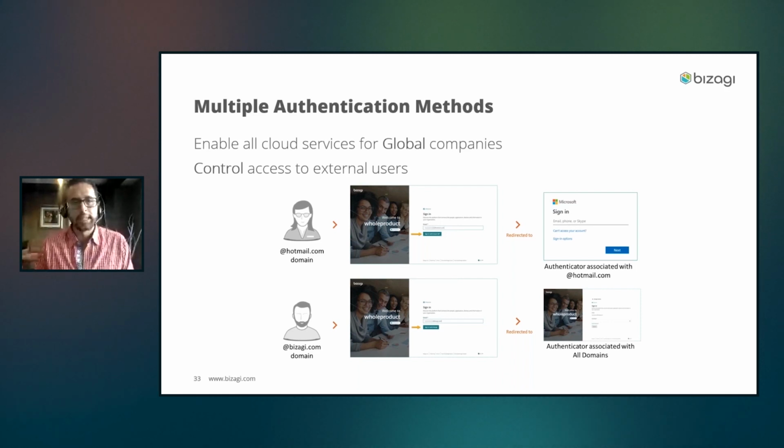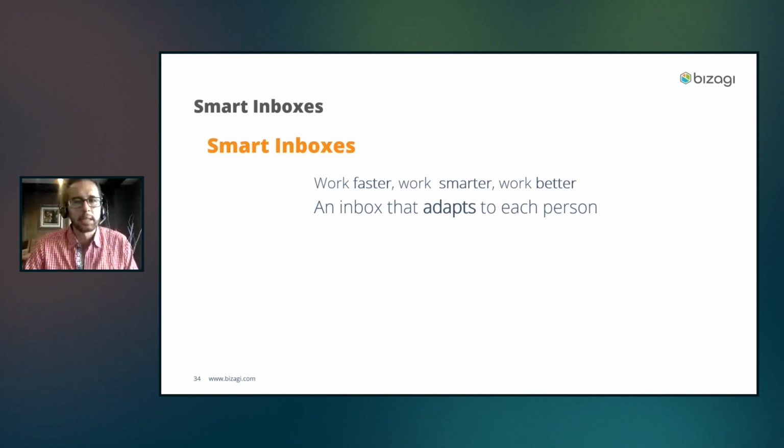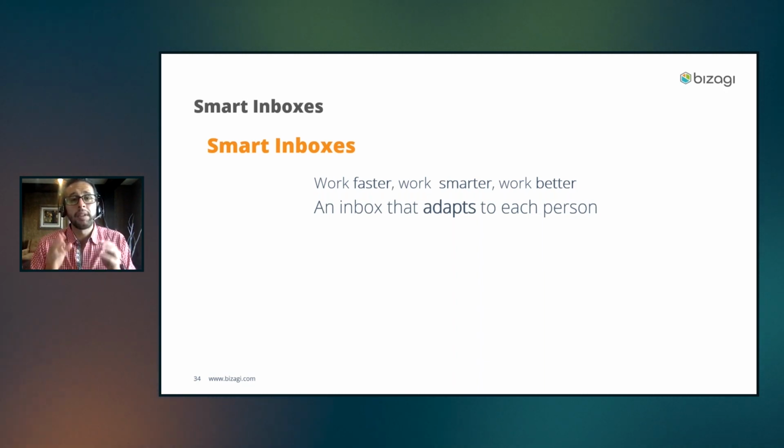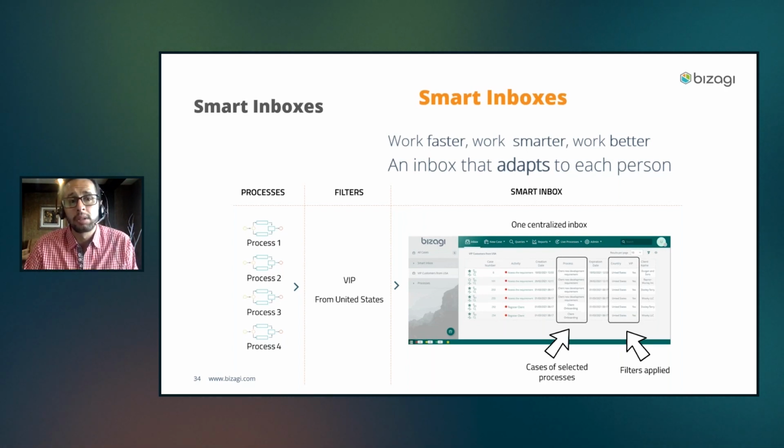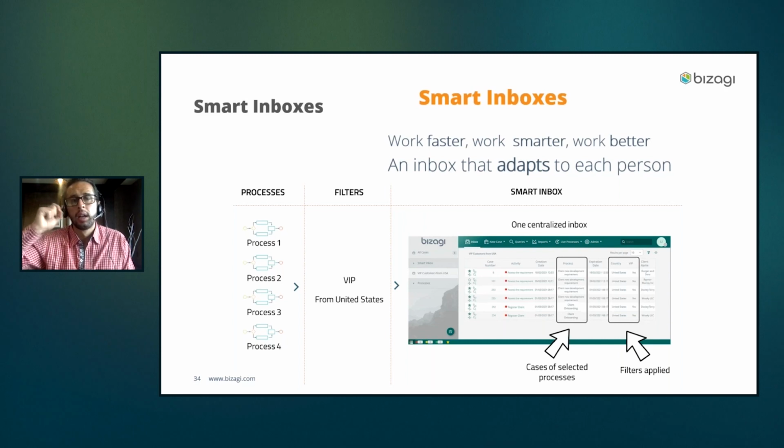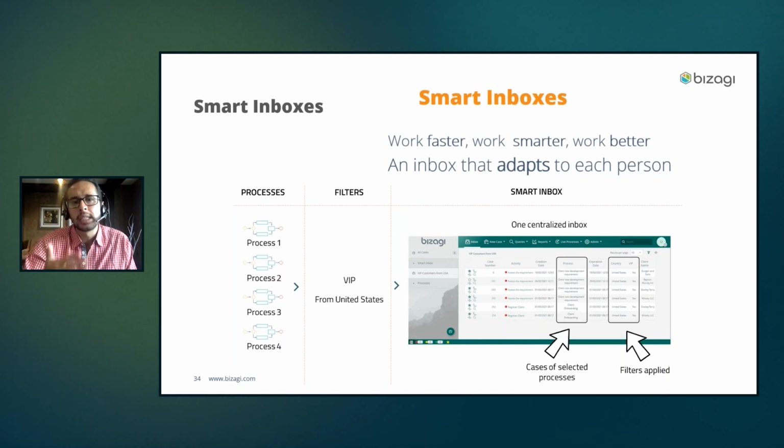The second feature in this category is everything about smart inboxes. This is a great feature that we have added into our product, and it is one way in which our customers can work faster, work smarter, work better. The idea is that now we can have an inbox that can adapt to each single person. Each user can create their own inbox, seeing the most important things for them. So if I have 10 processes, but my focus is always the US, then I can create a smart inbox that allows me to see only cases from customers in the US, right? And I can just adapt that information to them.